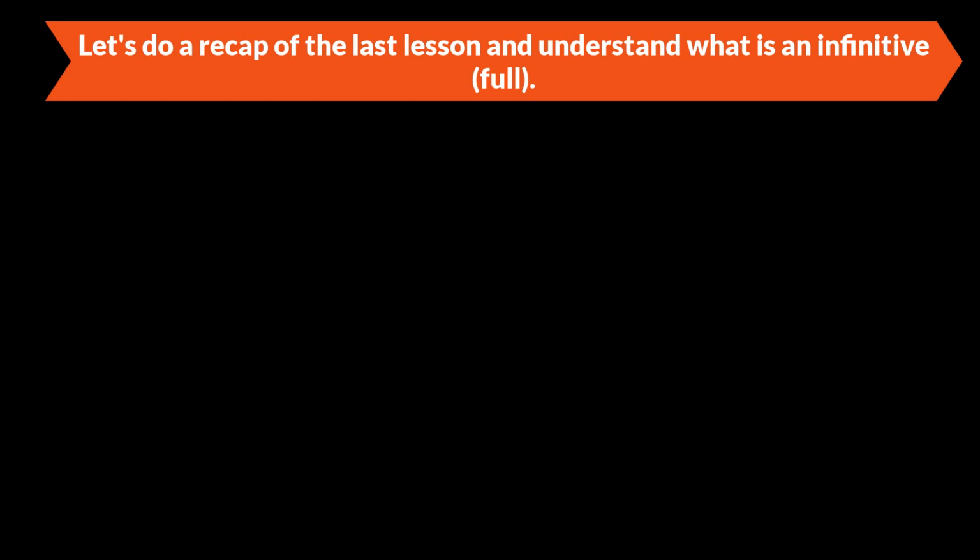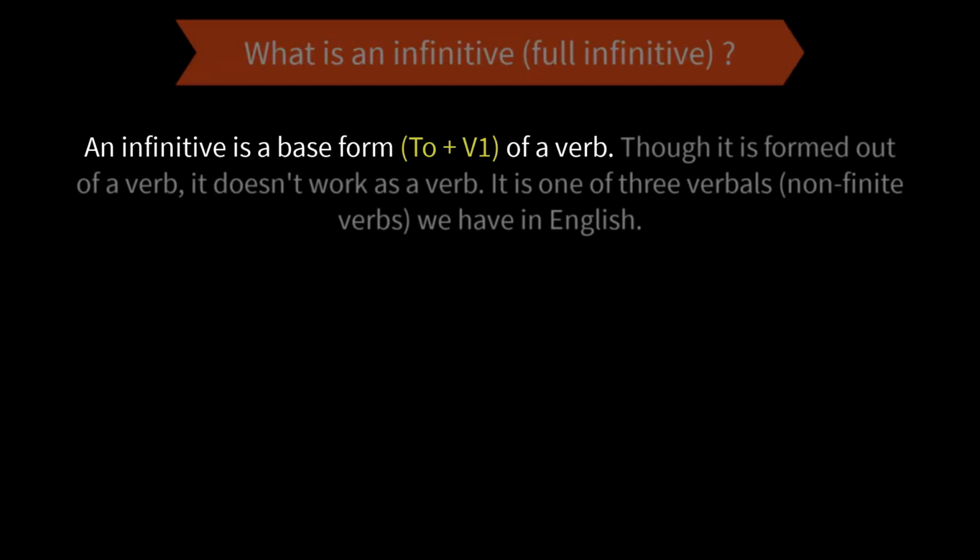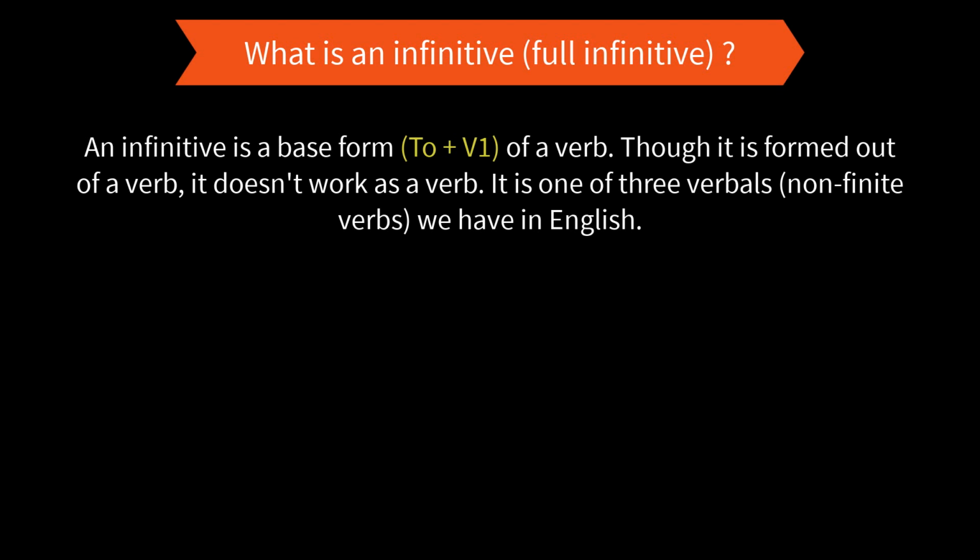So before we understand what is a bare infinitive, what is a zero infinitive, let us just quickly understand what is an infinitive in English. An infinitive in English is nothing but the base form of the verb. To plus first form of the verb. Please understand, it looks like a verb. It is made out of a verb, but it does not work as a verb.